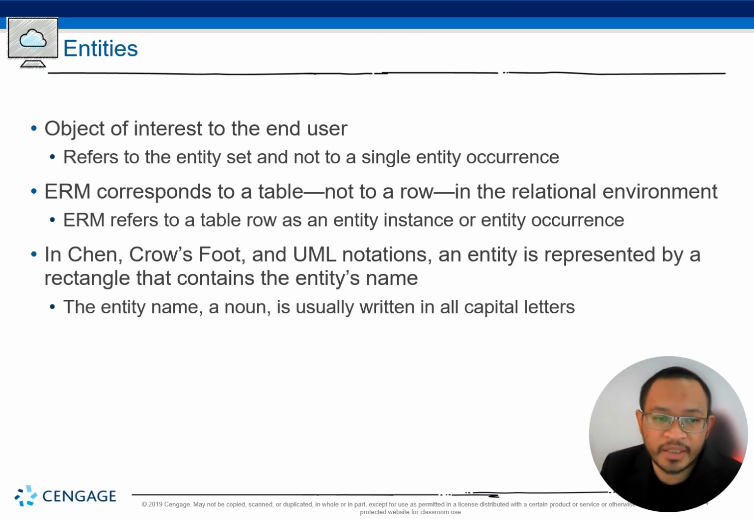So entities are the objects of interest to the end user, and they usually correspond to the table, not a row, in a relational environment. In database we have two popular methods, which are Chen and Crow's Foot. Sometimes you can use UML notation. However, most of the time we'll be doing the Chen and Crow's Foot model.